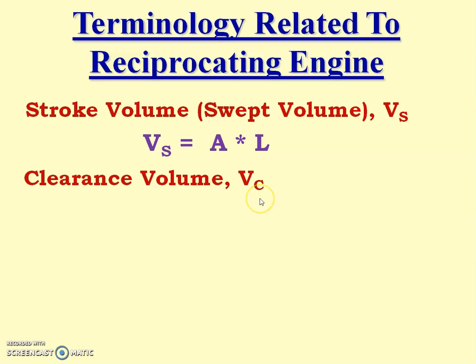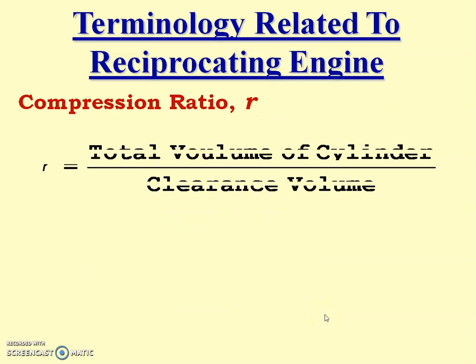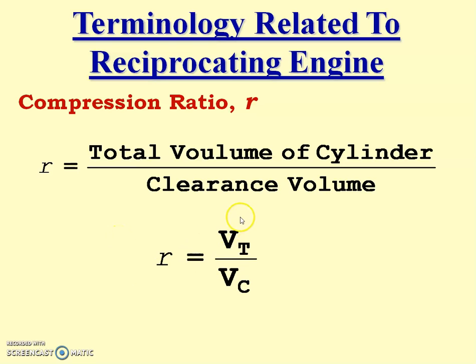Clearance volume, Vc. It can be calculated using the equation Vc equals area multiplied by clearance length, that is Lc. And the total volume of cylinder, Vt, is equal to Vs plus Vc. Compression ratio, R. Compression ratio is defined as the ratio of total volume of cylinder to clearance volume, and R is equal to V total divided by Vc.